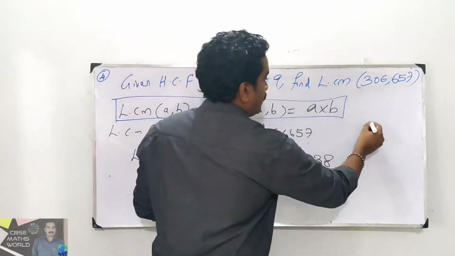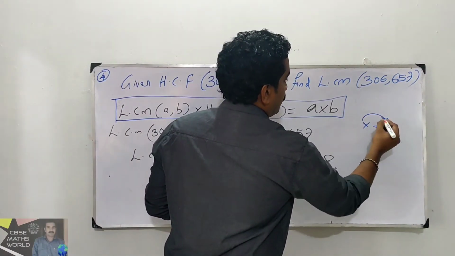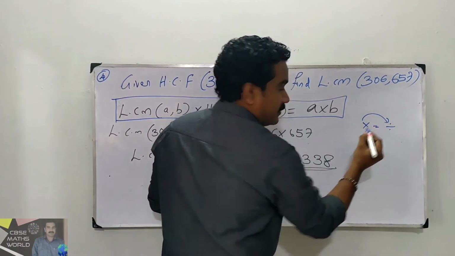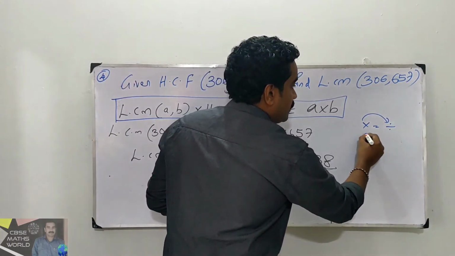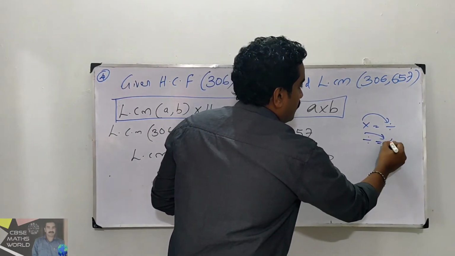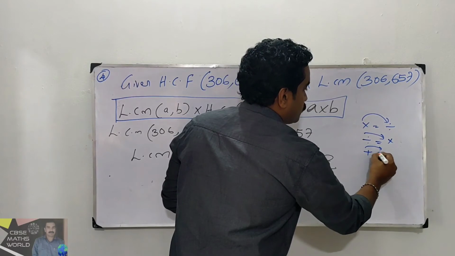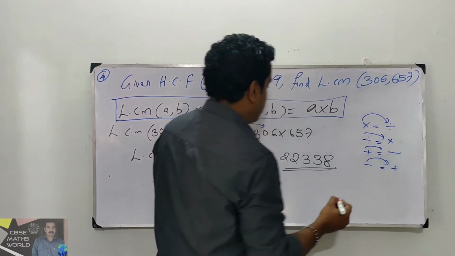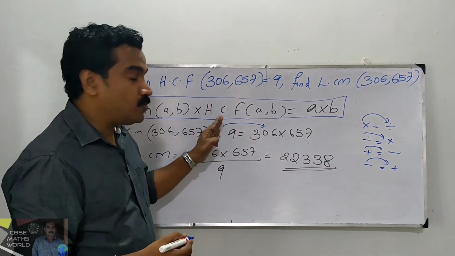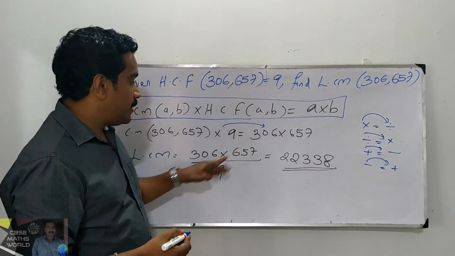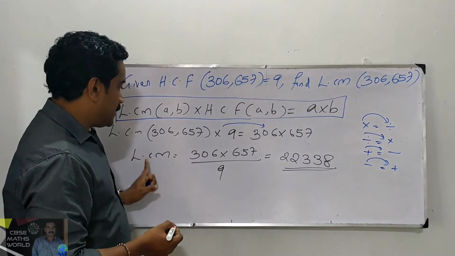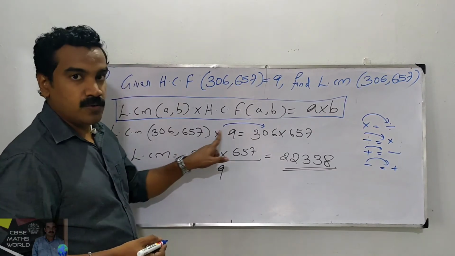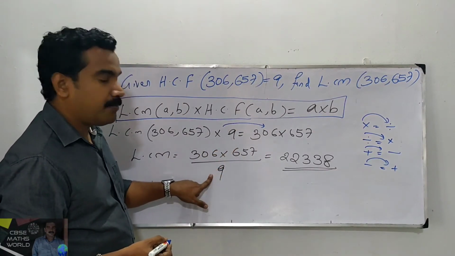What happens when we take multiplication to the right side of the equal sign? It becomes division. When we take division to the other side, it becomes multiplication. Addition becomes subtraction. Subtraction becomes addition. So this is the method. So we take this into 9 to this side, so it becomes divided by 9. That is, LCM is 306 into 657 divided by 9.